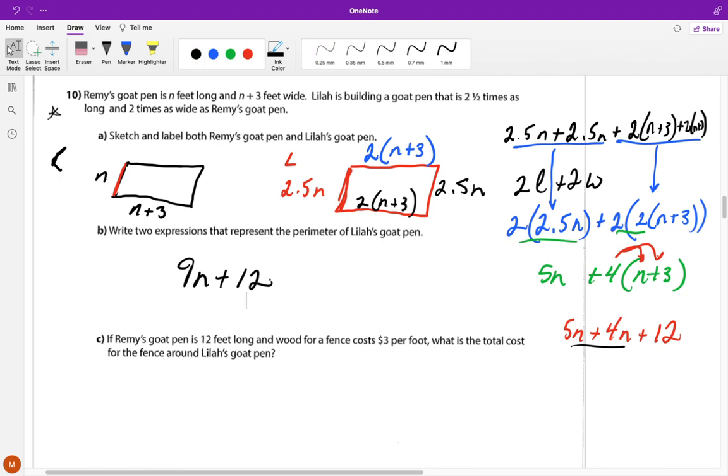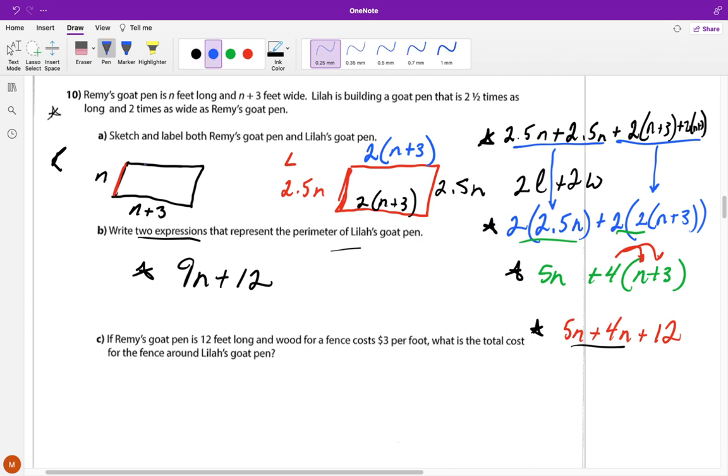All right. When it says write two expressions that represent the perimeter, this, this, this, this, or this, if you just had 2 of those, then you're correct. All right. Because they all represent the same thing, just presented in slightly different ways. All right. Now, the next thing says Remy's goat pen is 12 feet long and wood for a fence costs $3 per foot. What is the total cost for the fence around Leela's goat pen?